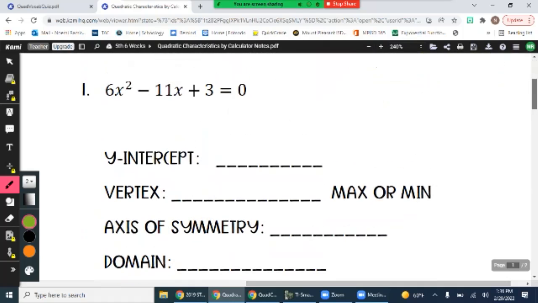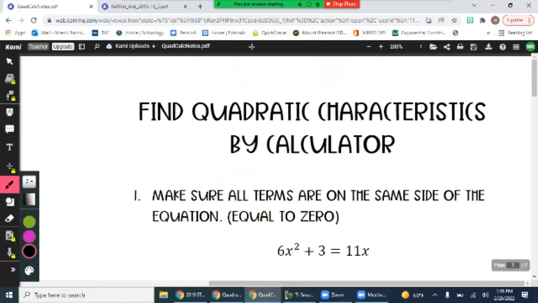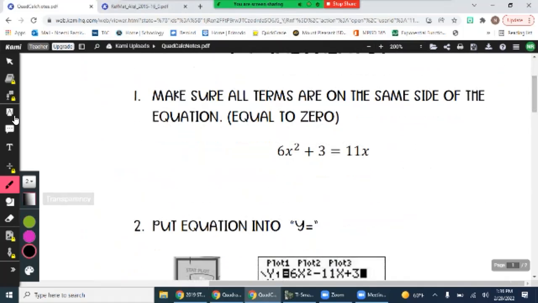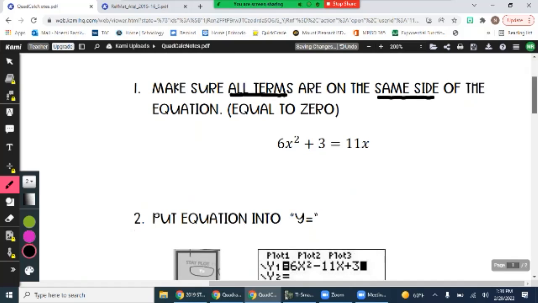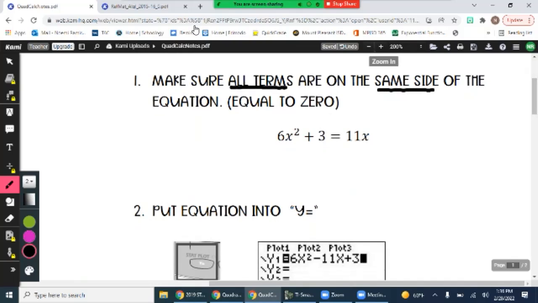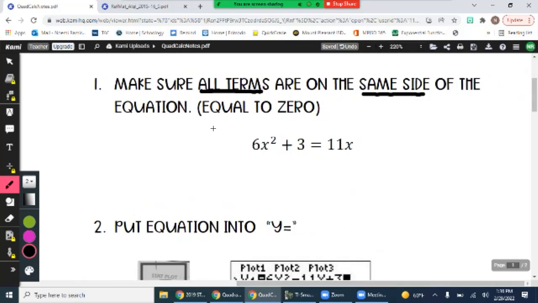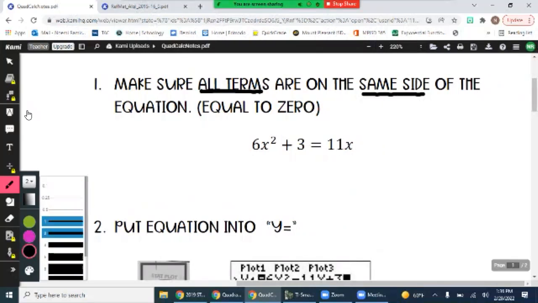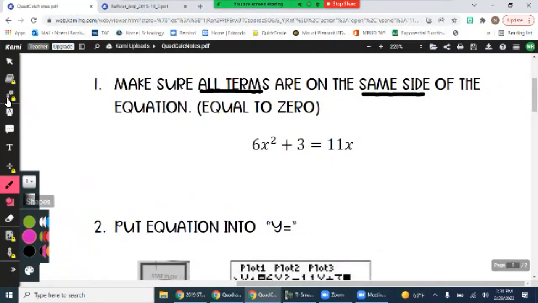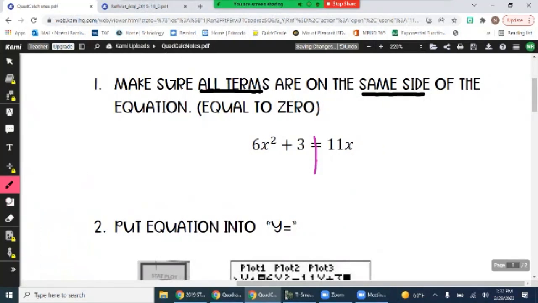Okay. First example, let me go back to my steps. The first thing you want to do is make sure all your terms are on the same side of the equation. Make sure every single term is on the same side of the equation. And in this case, what term do we need to move? 11x. Now 11x is currently a positive term. How do I move it back over? By subtracting. So we're going to subtract 11x.